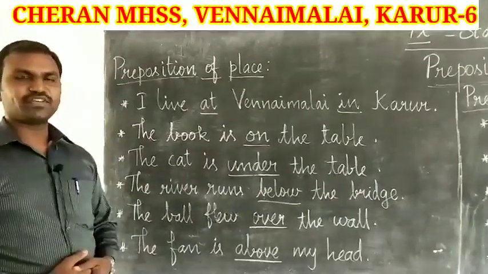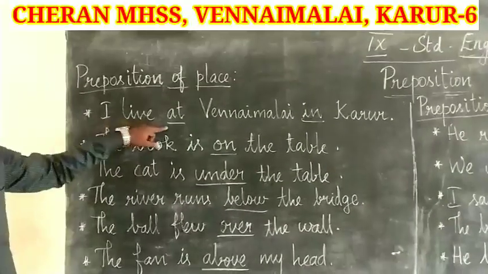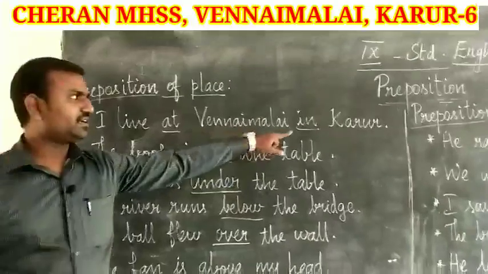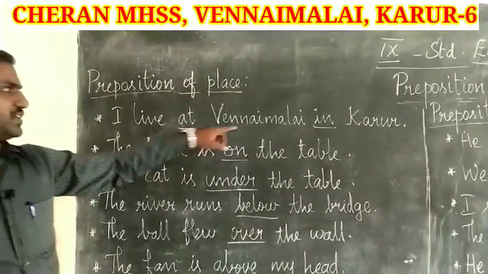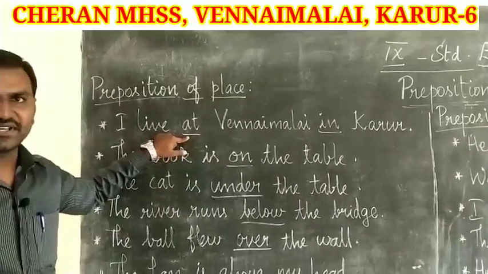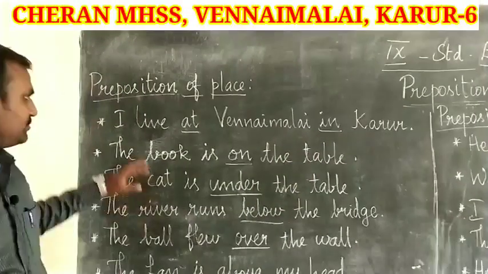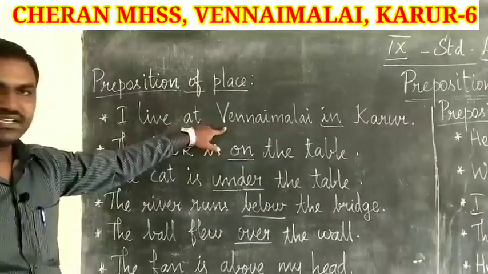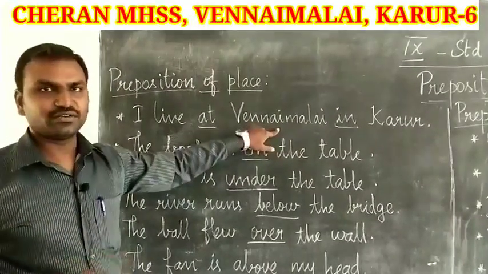Now let's see some examples of prepositions of place. I live at Vennaimalai in Karur. Here at is a preposition. We have another preposition here, that is in. We use at before a small area, we use in before a big area. For example, I live at Vennaimalai in Karur. Vennaimalai is a small area in Karur district.